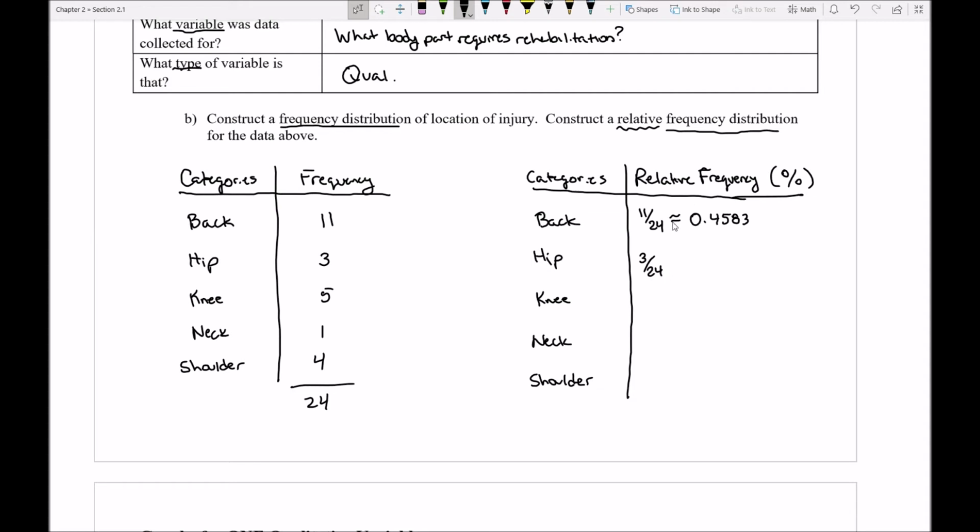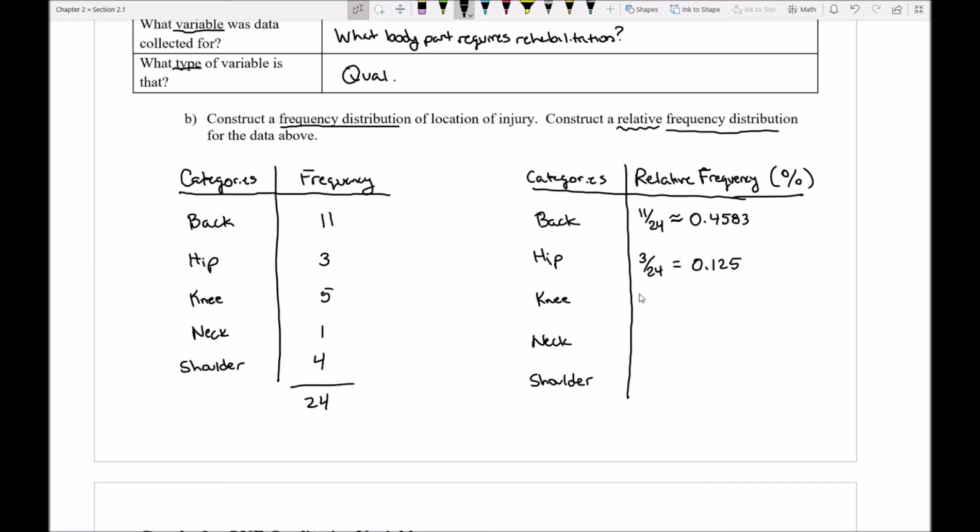For hip, that would be 3 people out of 24. And you'll notice that up above, I had this squiggly equal sign because I had to round off this value. Notice though that if you type 3 over 24 into a calculator, there's no need to round. You can just type out the full value, and so I don't put in a squiggly equal sign. I put in exactly equal. Squiggly equal says that 11 over 24 is roughly this value.